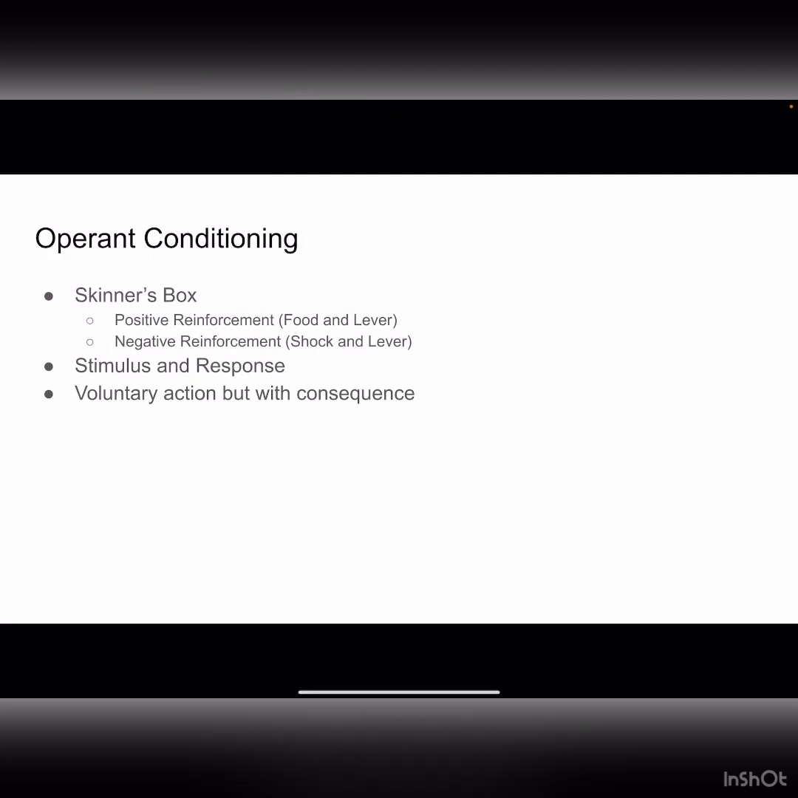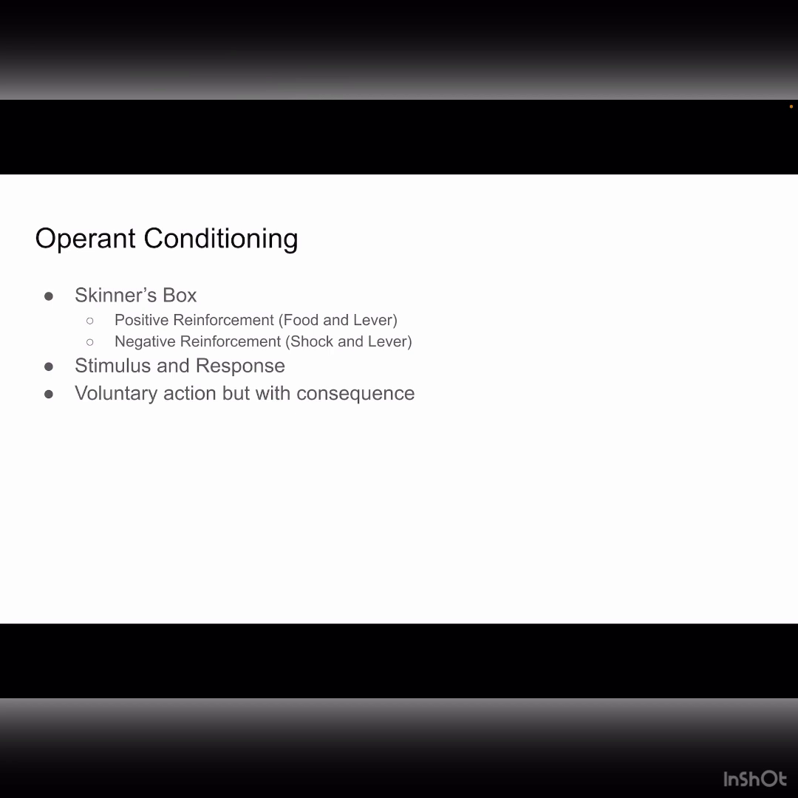Operant conditioning was a term coined by B.F. Skinner in 1937. In his famous experiment, Skinner made a contraption that he called Skinner's box, a box with a little lever inside, and placed a mouse in said box. When the mouse accidentally pressed the lever, it was rewarded with food.